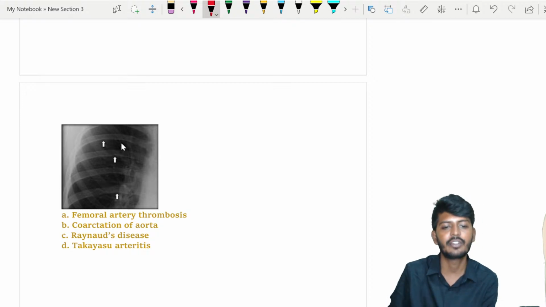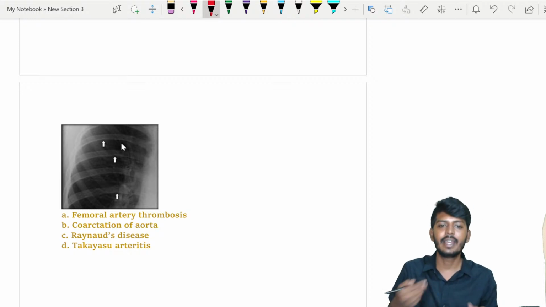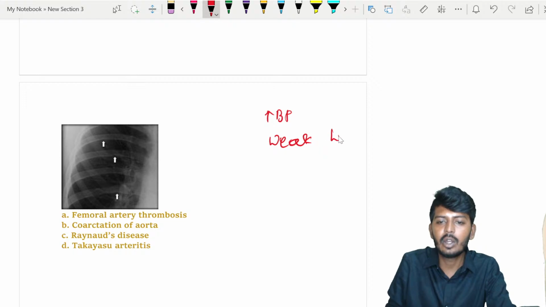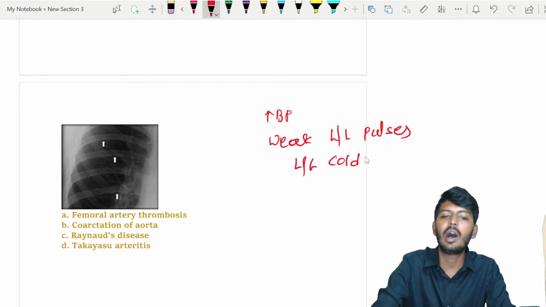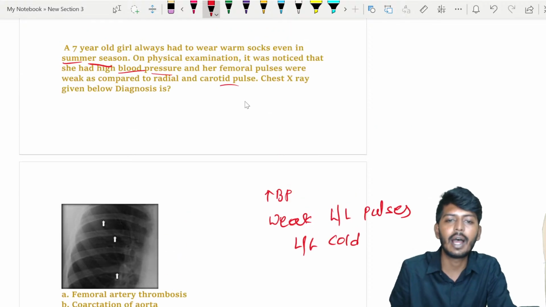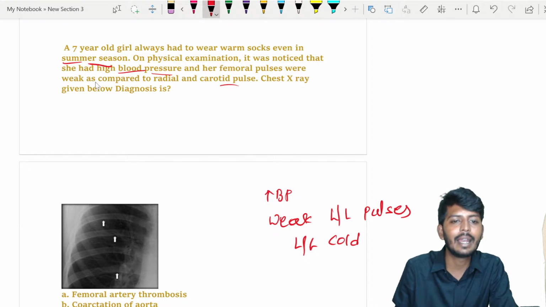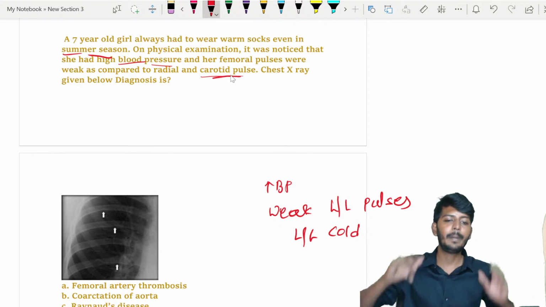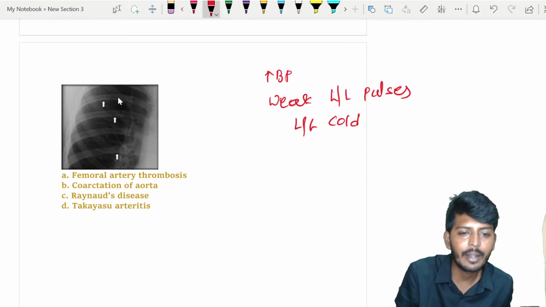Femoral artery thrombosis, coarctation of aorta, Raynaud's disease, and Takayasu arteritis. So here, the first thing is an increase of blood pressure, weak lower limb pulses, and lower limbs are cold always, so she needs warm socks. And also, what have they told? Femoral pulses were weak. Remember, compared to radial and carotid, the upper body is having proper blood supply, the lower body is not having.